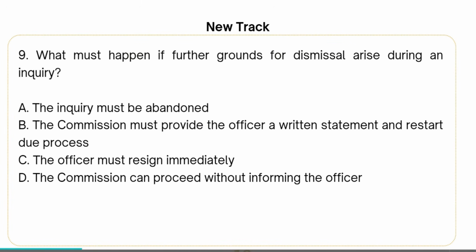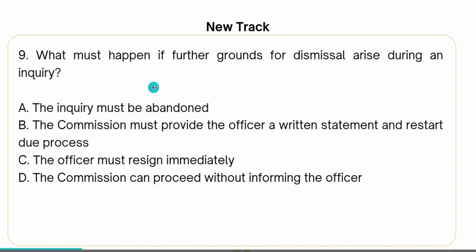Question number 9. What must happen if further grounds for dismissal arise during an inquiry? A. The inquiry must be abandoned. B. The commission must provide the officer a written statement and restart due process. C. The officer must resign immediately. D. The commission can proceed without informing the officer.